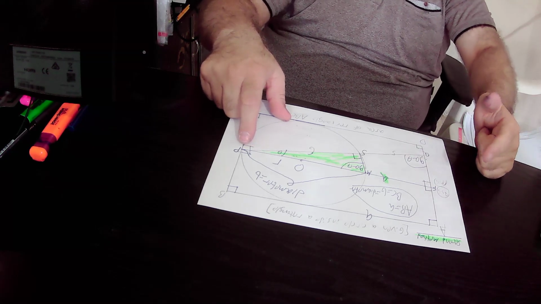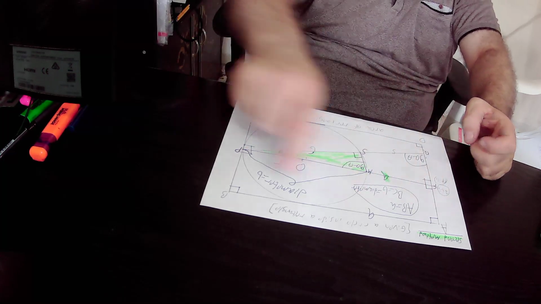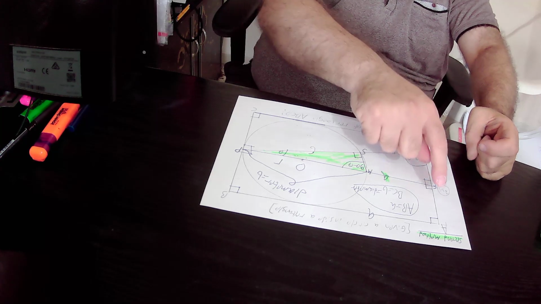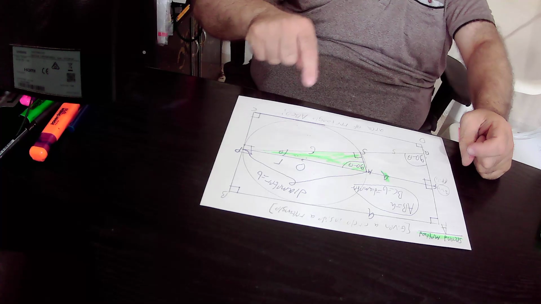I will not repeat the same process that we did in the first method. All the angles of rectangle ABCD are right angles, so those two angles are also right angles.